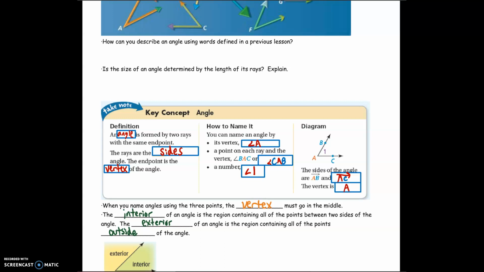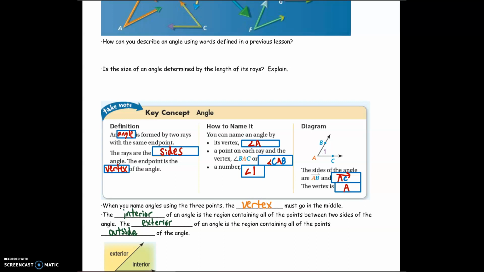But besides just using that vertex name for my angle, I could also name it using that middle method, so a point on each ray and the vertex. So I like to think of this as naming the angle as I would draw it. So angle BAC as if I was drawing the angle this way, or I could call that same angle CAB if I was to draw that the other way around. I could also name this angle, if I'm given a number for it, which again you won't have all the time, but if I am, I could just call this something like angle 1.